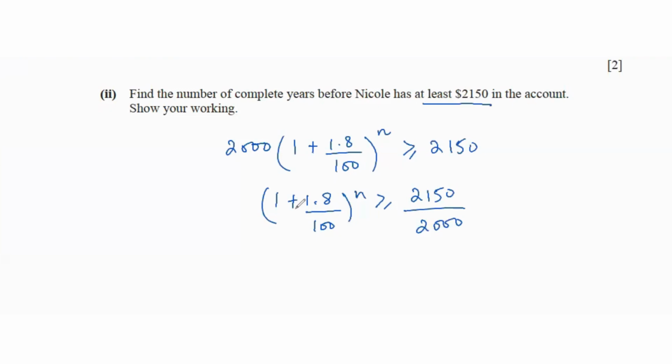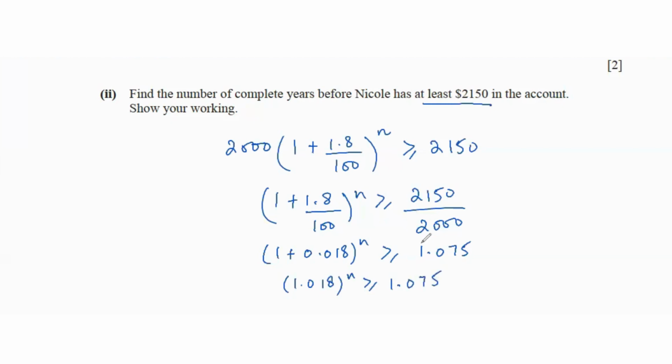If you solve the bracket, 1.8 divided by 100 is 0.018. So we do 1 plus 0.018, to the power of n, greater than or equal to 2,150 divided by 2,000. That's 1.075. So this is 1.018 to the power of n and 1.075 over here.